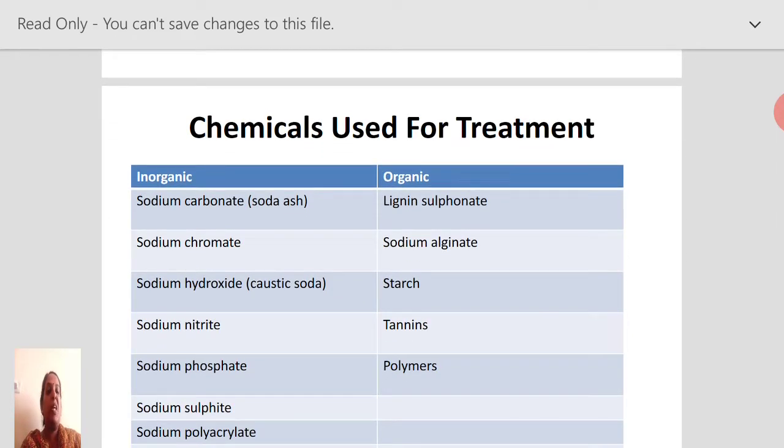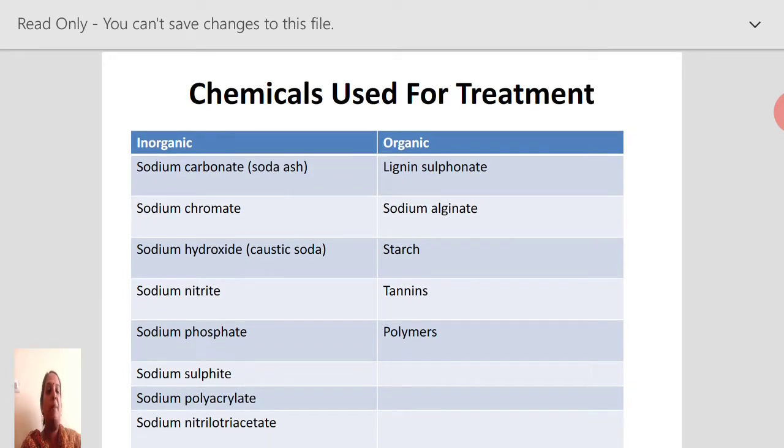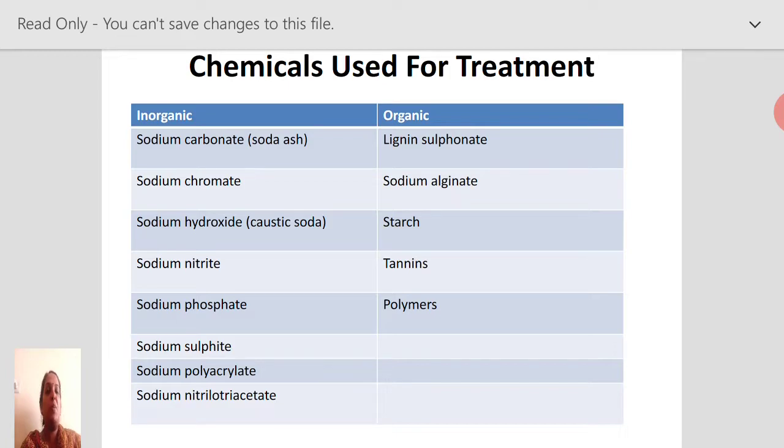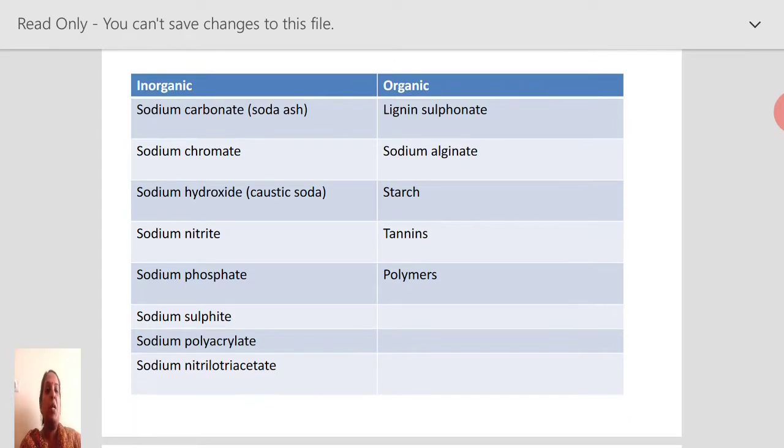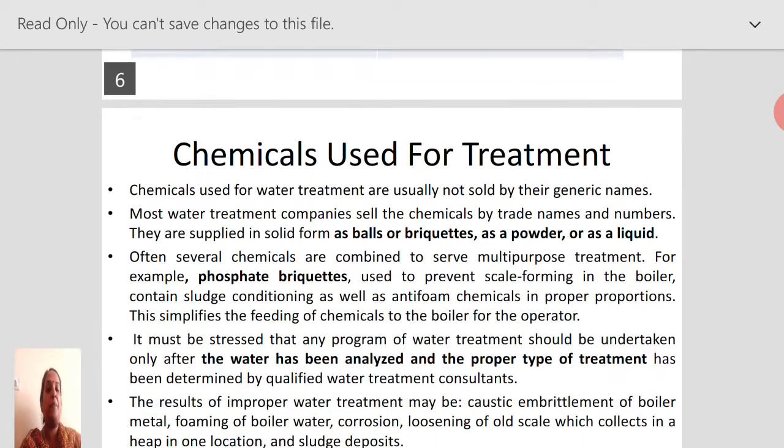These are the different chemicals used for internal treatment. They are classified in two ways: inorganic chemicals as well as organic chemicals. Once again, the choice of these chemicals depends upon the characteristics we want to treat in the water as well as the extent of treatment we have to do. Inorganic chemicals require a wide range of chemicals, as established here. And organic chemicals involve lignin, sodium alginate, starch, tannins as well as polymers.